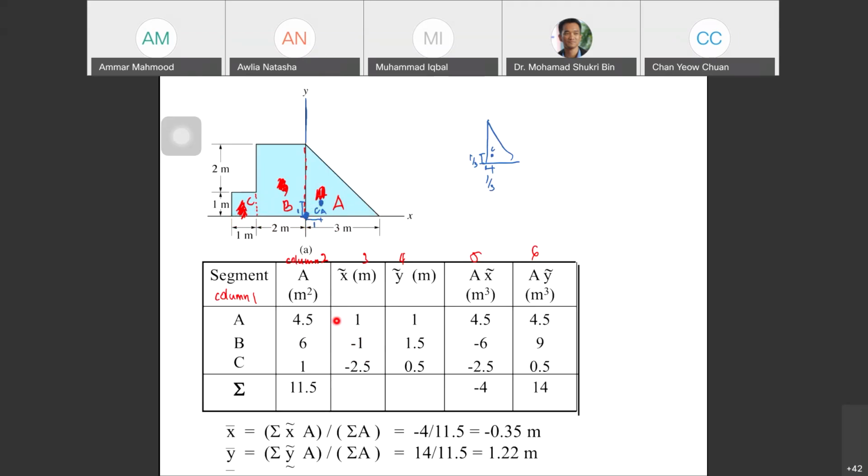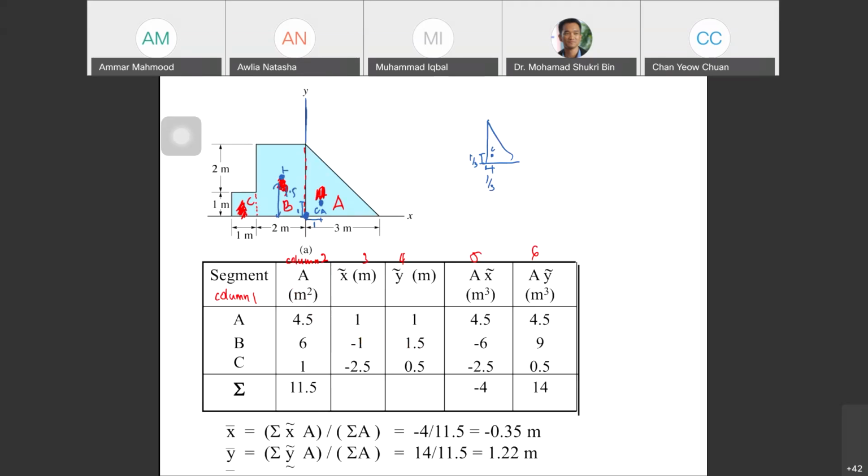For B, the location of the centroid of B only is at this center, at the center of the shape B. So the location is -1, and then the height is 1 over 5. Here is 1.5.